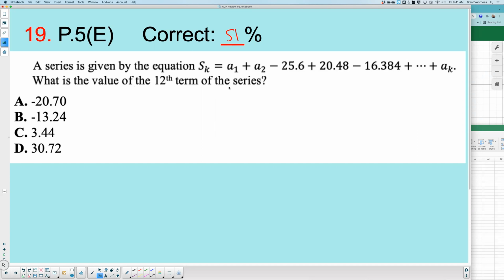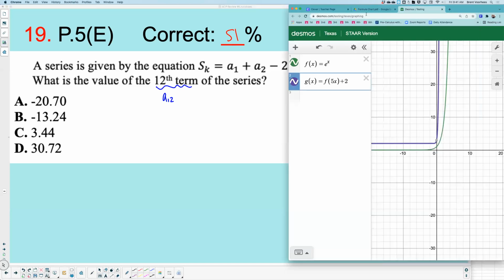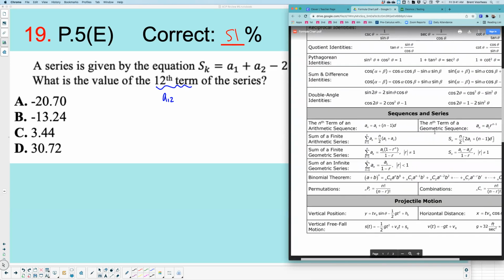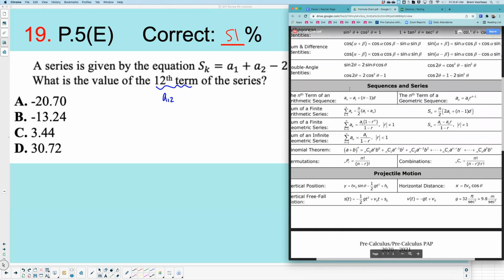What is the value of the 12th term of the series? Am I asking you to find the sum? No. I'm asking you to find the 12th term. What symbol would that be? A12. So go to your formula chart. This is a series, so I'm going to go to sequences and series, and I'm going to use the nth term for either arithmetic or geometric, one of these two. This one does not tell us. We have to determine, is this arithmetic or geometric?